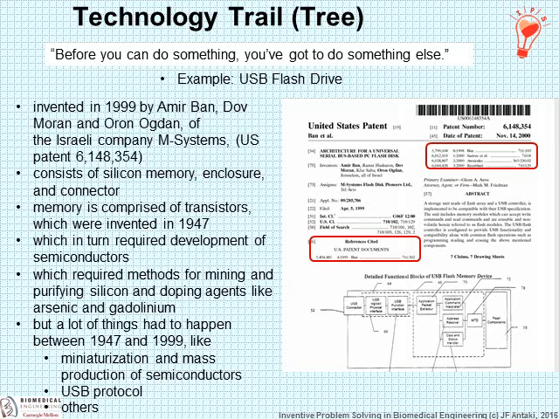The memory, in turn, is comprised of transistors. They weren't invented until 1947. And for transistors to have been invented, it required the development of semiconductors. Semiconductors required methods for mining and purifying silicon and the doping agents like arsenic and gadolinium. But between 1947 and 1999, a lot of other things had to happen, like miniaturization of memory and the mass production of semiconductors, so that today we can buy a 16 or 32 gigabyte memory chip for $20. We also needed the existence of the USB protocol, and so on.